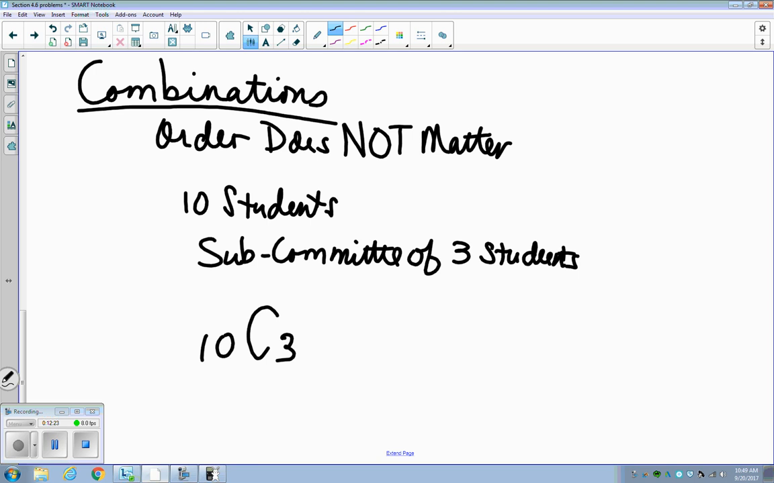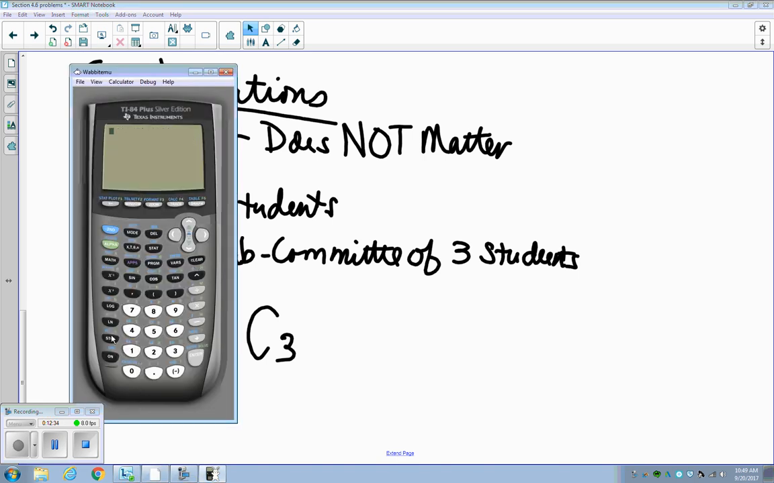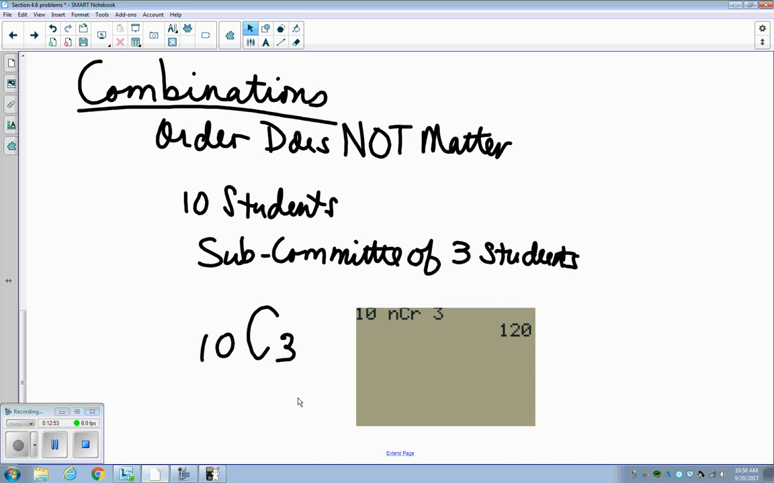Does that help from the other day? Putting it in your calculator so we follow through. I'm going to put in 10. Of course, going to my probability menu, and I'm going to choose number 3. And I'm going to choose, from that 10, choose 3 of those students, and it would be 120 different subcommittees that I can make. Okay? That's a little better, I think.